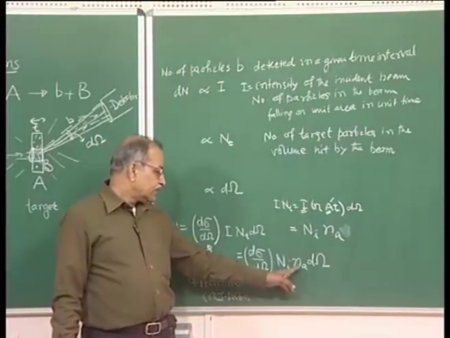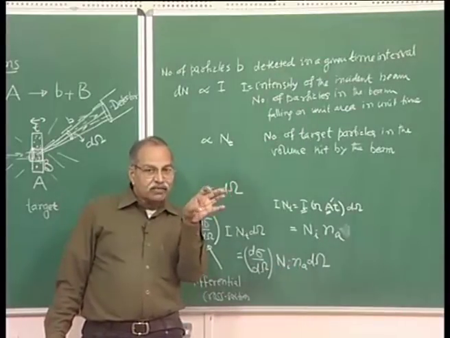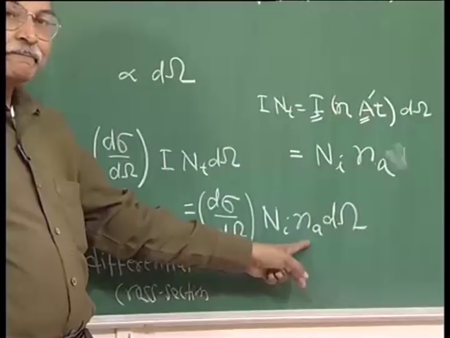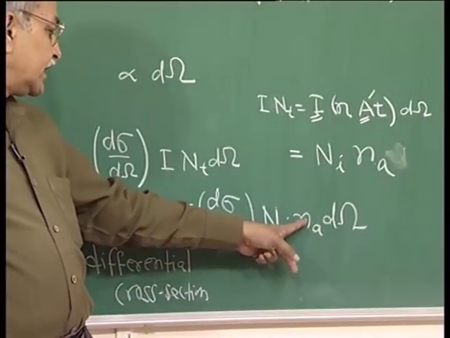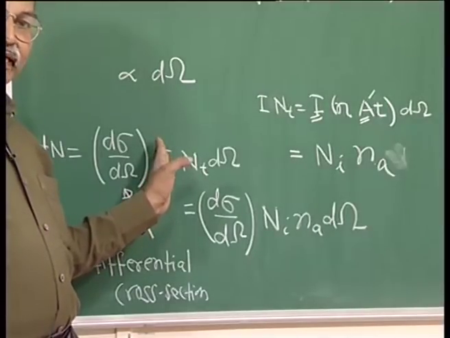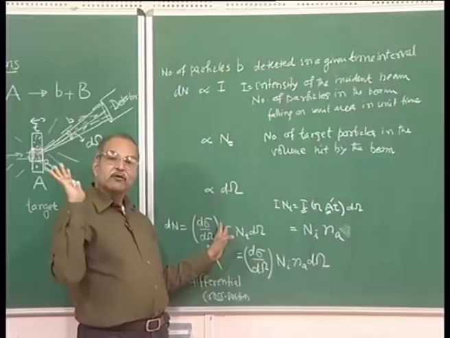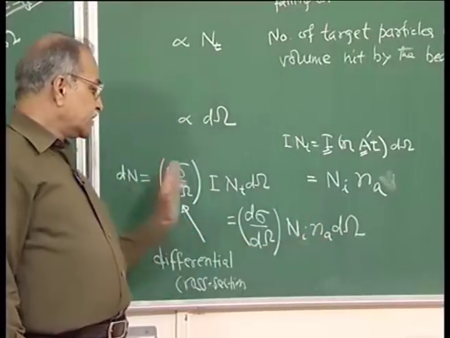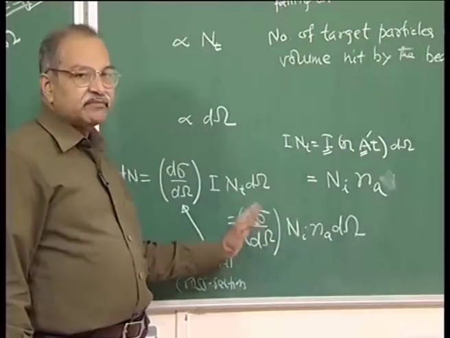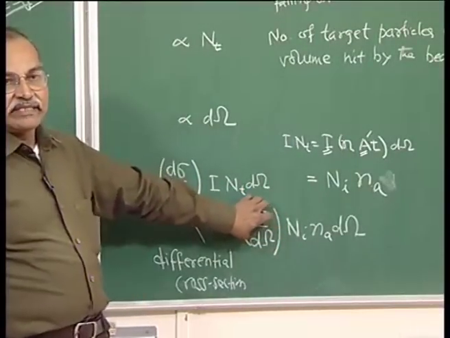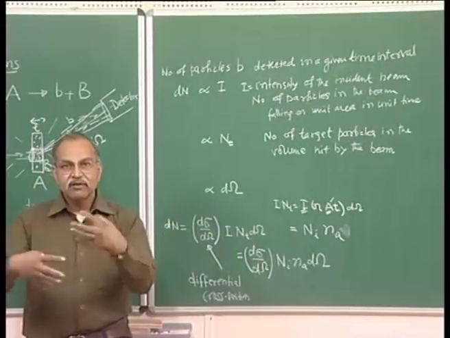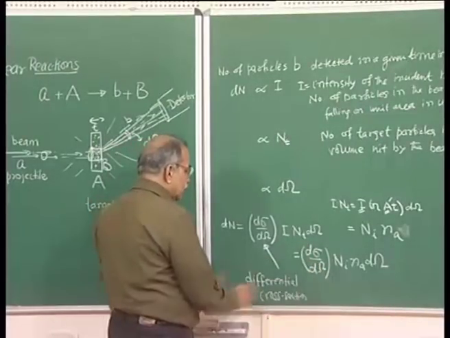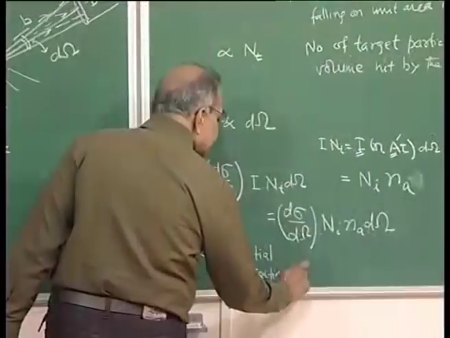And what is this n_a? This n_a is the areal density, the number of particles in that volume of interaction divided by area, so it is 1 by area. You can take it from here also: I is the number of particles going per unit area per unit time, so this is 1 by area. Since the left-hand side is dimensionless, this has to have the dimensions of area. So this proportionality constant, which is related to the mechanism of that nuclear reaction, has the units of area. That is why it is called cross section.